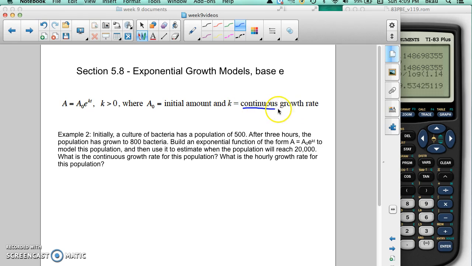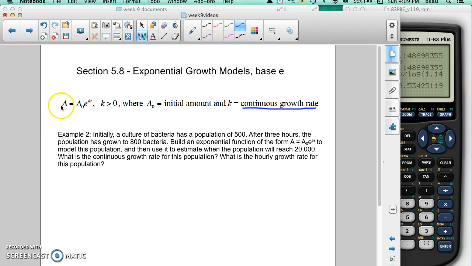So it's got a continuous growth rate instead of last time we had a growth rate based upon how many hours or how many years it took to grow that much. In this case, we're going to be doing a continuous growth rate every second of every day kind of situation. How much does it continually grow? All right, so here's the equation.